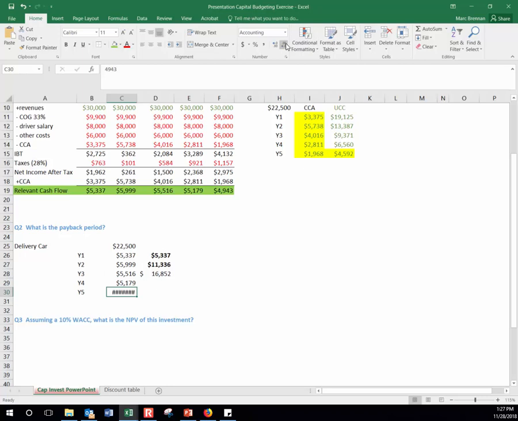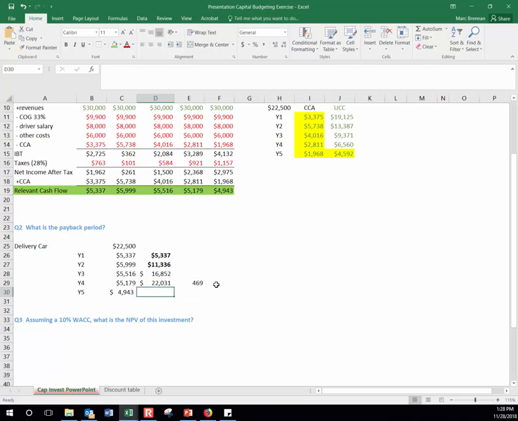So I need to keep on going. I'm not done. So $16,852 plus $5,179. I'm almost there. I'm at $22,031. So I've almost made my money back. So what's left? Because I'm right there. We need to know how much money is left between my initial investment, how much it initially cost me, and how much cash flow I've made back by year 4. So we would just go 22,500 minus how much we're at in year 4. I only need to make $469 more dollars.